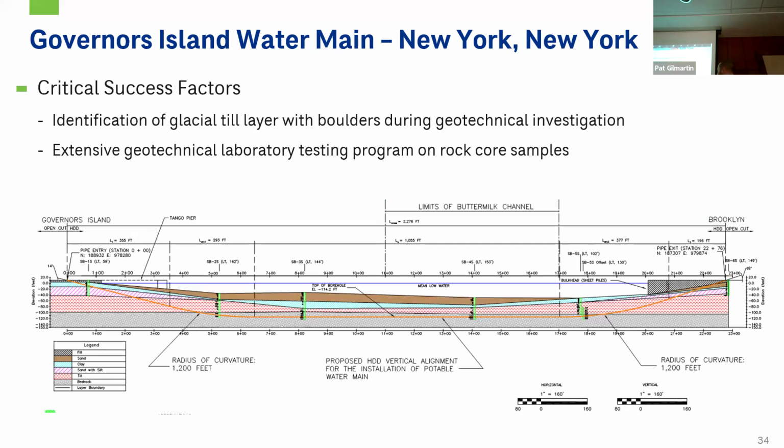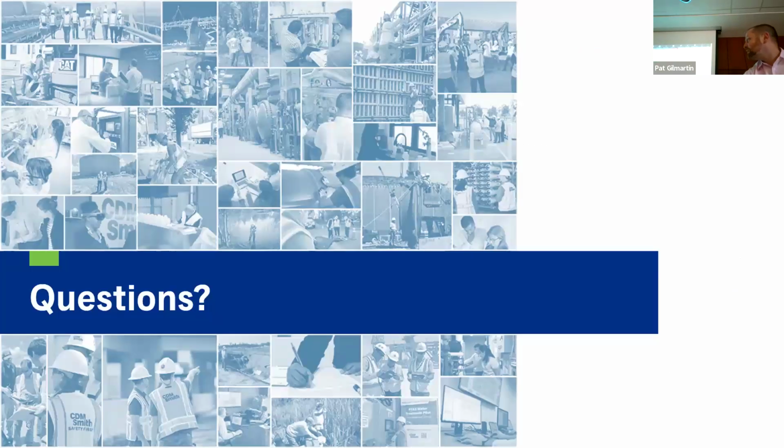As well as, you can see here, this kind of hatched area, this was the glacial till area that we went through. So we could have gone through that alignment, but we chose to avoid it just for the facet of those boulders. And so we were able to limit that and successfully get that drill completed without any major issues. So I'll open it up to any questions.